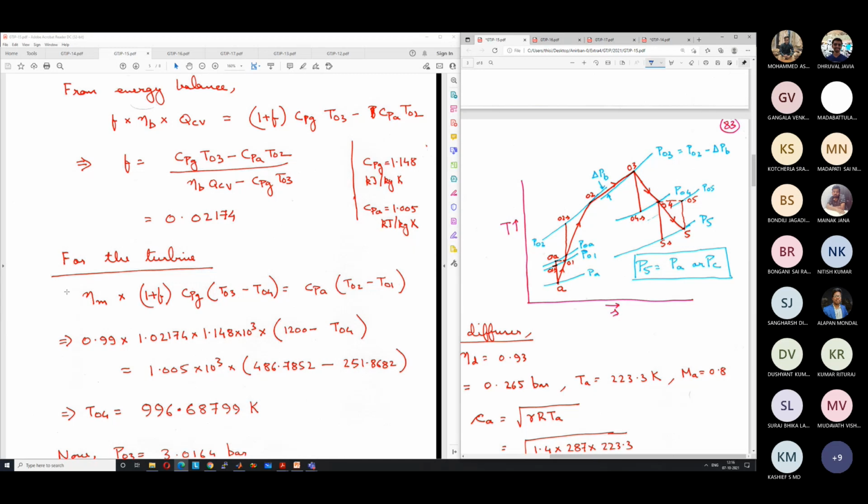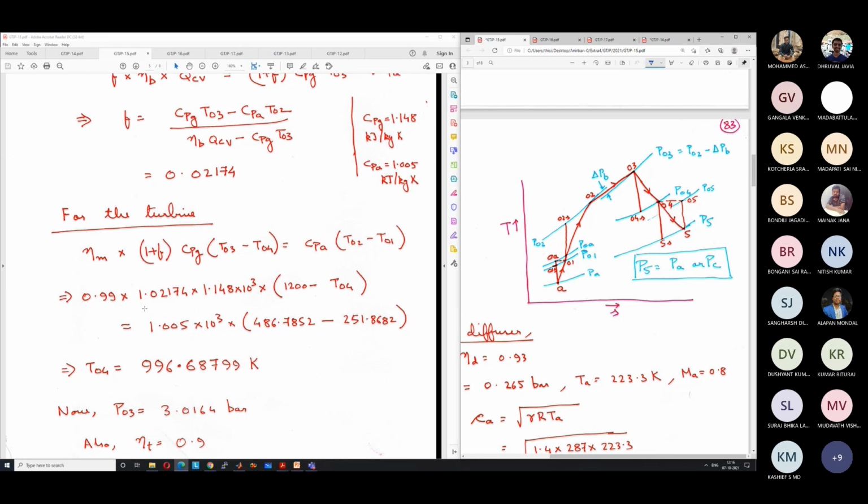So this into the mechanical efficiency, or transmission efficiency, is the work that is transmitted to the compressor. So the compressor work is Cp of air into mass flow rate, which is 1, into T02 minus T01. So using this equation now, plug in all the values.